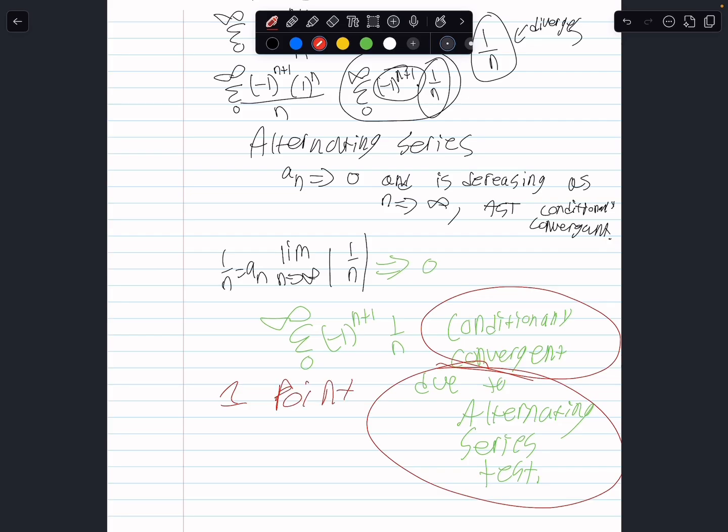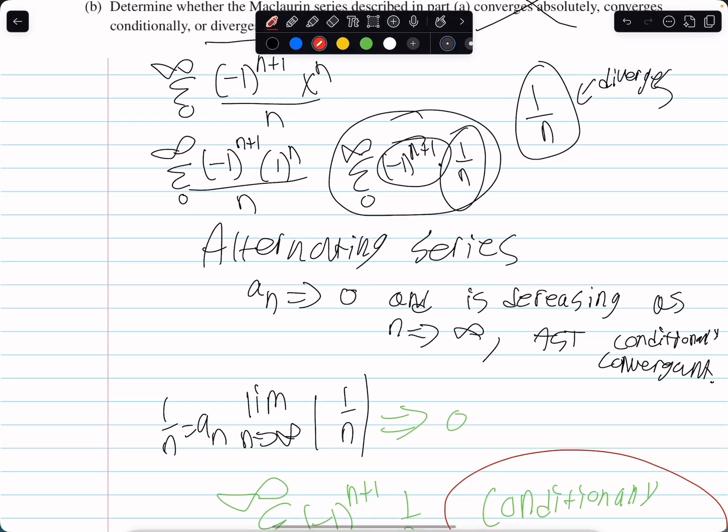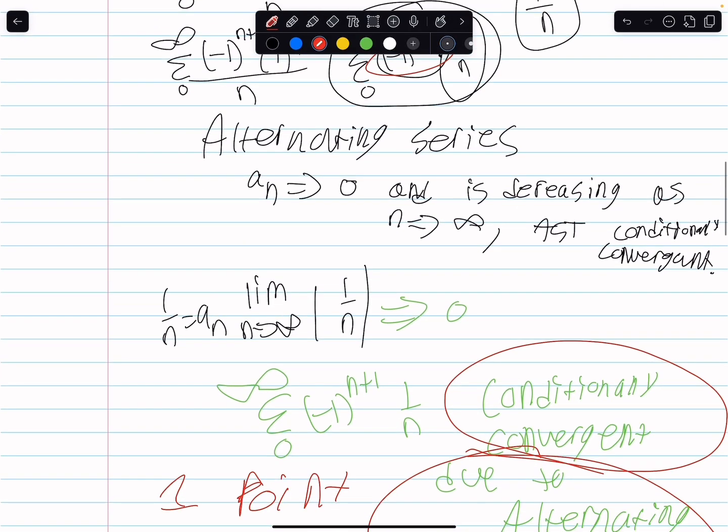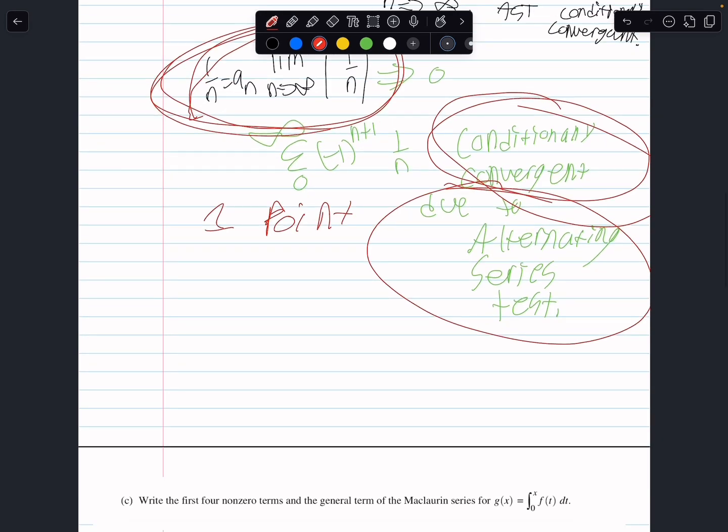The thing that most people get wrong on this question is getting absolute versus conditionally convergent mixed up, and understanding that with that alternating series, we could technically get a conditionally convergent if this limit holds. You need to know the conditions which cause it to be conditionally convergent. That's the main thing that people mess up, and so it's important to understand that.